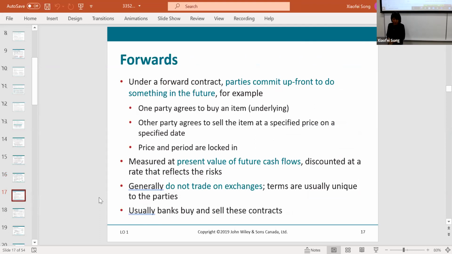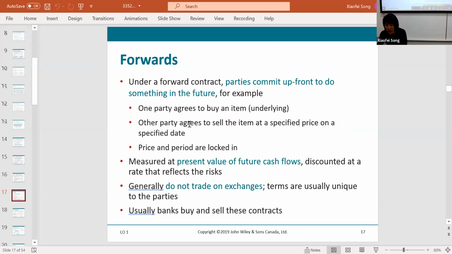Forward. So forward contract parties commit upfront to do something in the future. No options. If the option is a forward, then on the certain date, the settlement date, you have to purchase the share regardless of price, right? One party agrees to buy an item, that's the underlying.